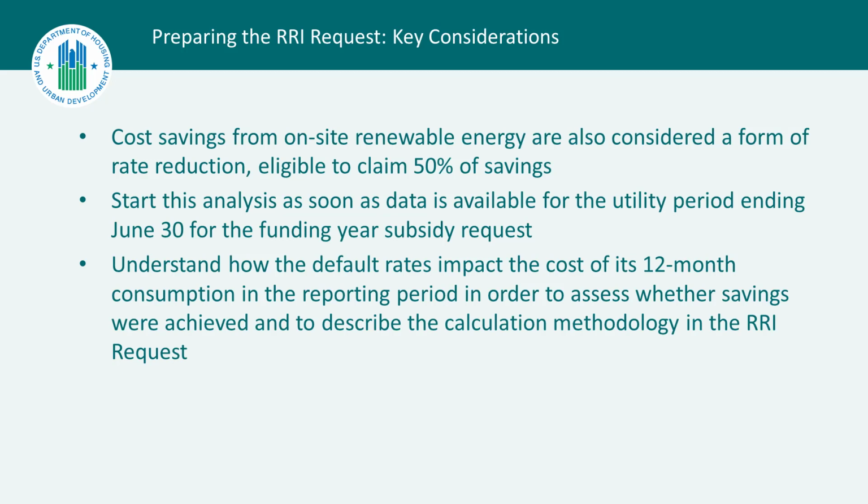A PHA should start this analysis as soon as data is available for the utility period ending June 30 for the fiscal year subsidy request. The PHA should understand how the default rates impact the cost of its 12-month consumption in the reporting period in order to assess whether savings were achieved and to describe the calculation methodology in the RRI request.